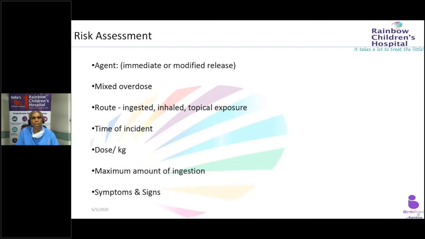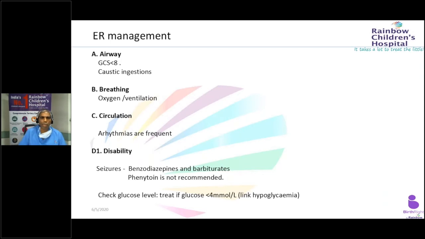Coming to the ER management, it's like any other emergency where you have to assess the airway first. If the child is unconscious or GCS is less than 8, we have to protect their airway by intubating the child. And we have to keep a low threshold to protect the airway, especially if they have a caustic poisoning, as this will increase the edema after a few hours. So whenever you have a child who has consumed caustics, and if they have any minimal distress, it's always better to protect their airway before it becomes a problem.